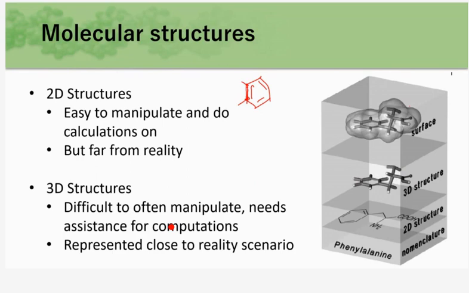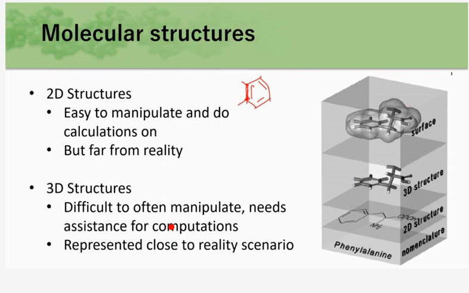So the 2D structure is useful, in a very simplistic way, to understand the basic arrangement of atoms and what atoms are present, to do some documentation because we can easily print it, and to use for simple similarity structure searches, etc. On the other hand, 3D structures are often difficult to manipulate. We have to be able to reach that particular conformation properly without any errors, and that's where we need the assistance of computers.